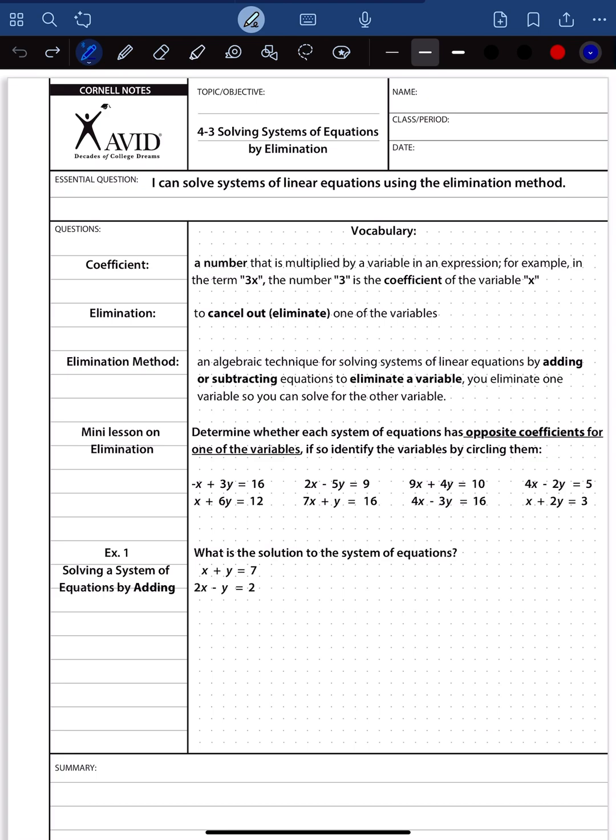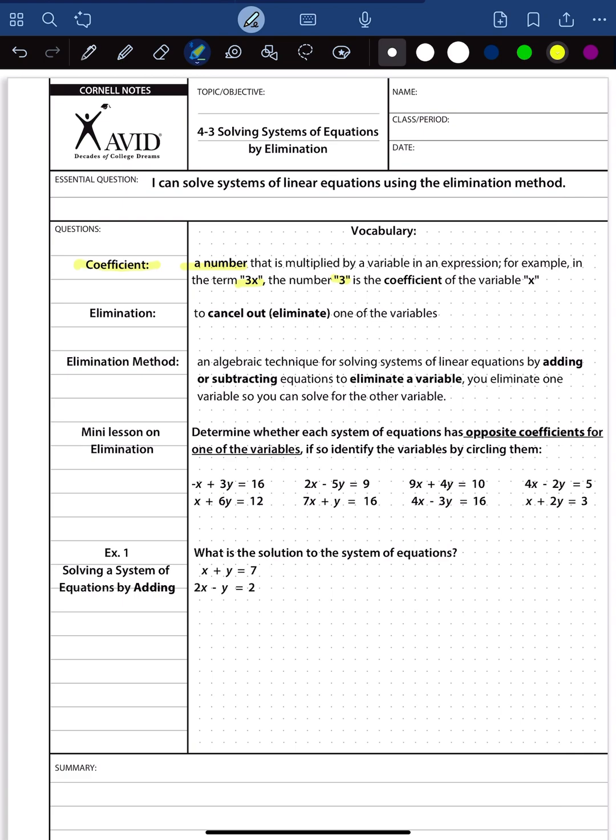So vocabulary to review is coefficient. A coefficient is simply a number that is multiplied by a variable in an expression. In the example of the term 3x, the coefficient is 3.